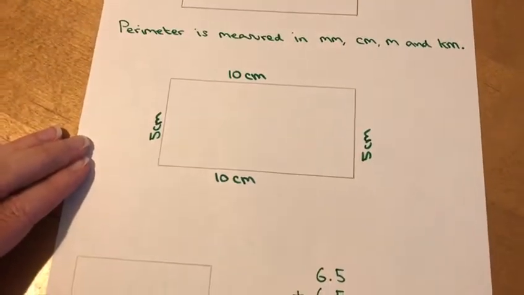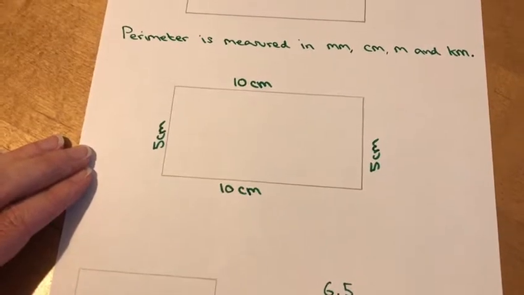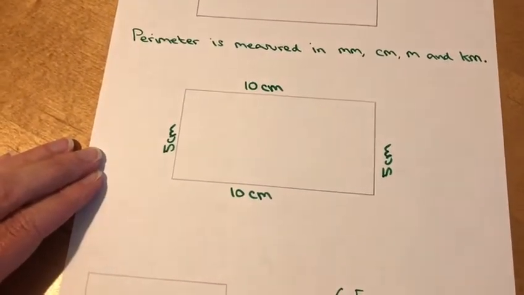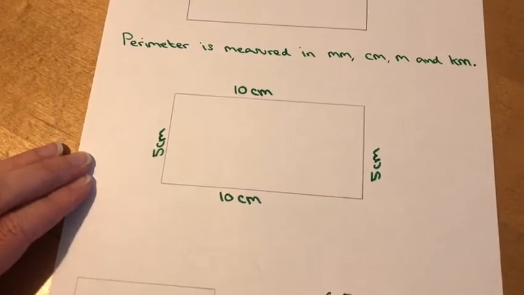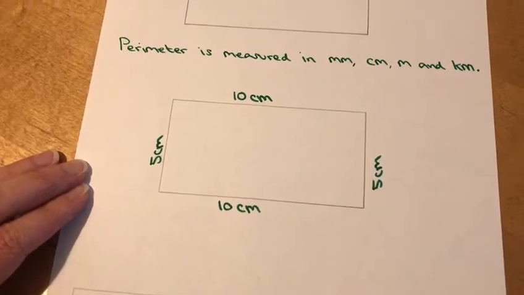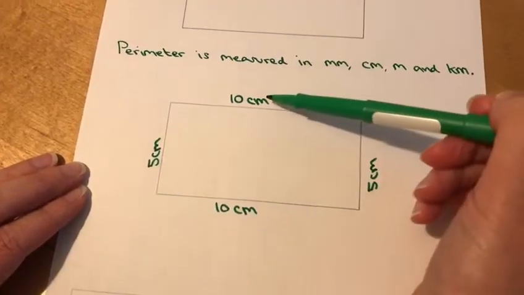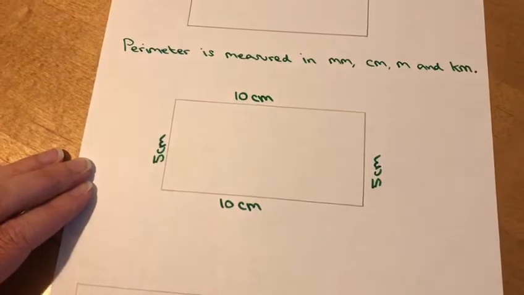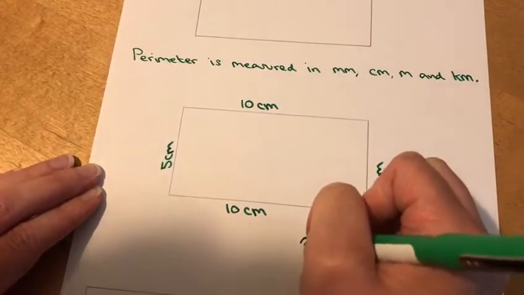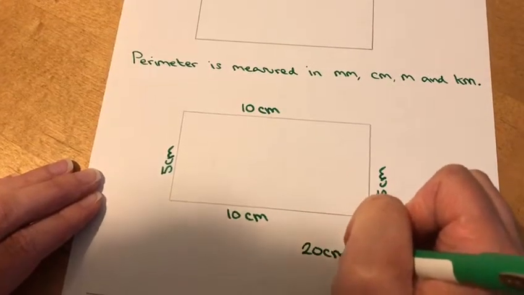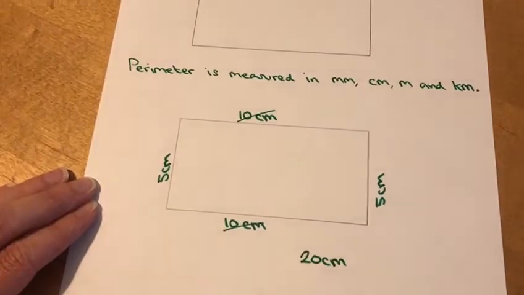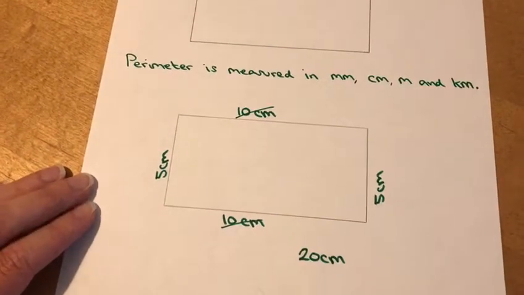What we need to do now to calculate the perimeter is to add up all of these measurements that we have got here. What I would do is look for some connections between the numbers. The first one that jumps out at me is the 10 and the 10. 10 and 10 together would make 20 centimetres, and you can jot that down there.